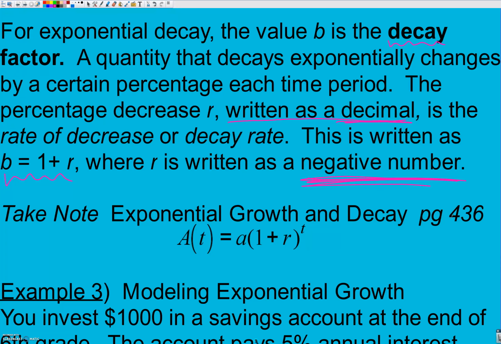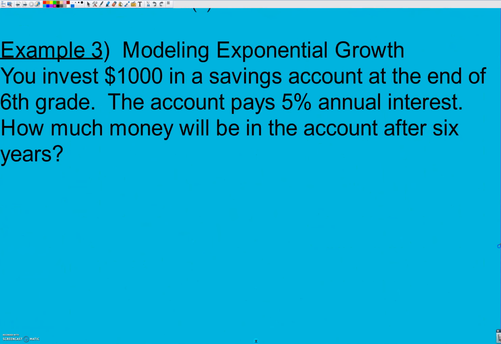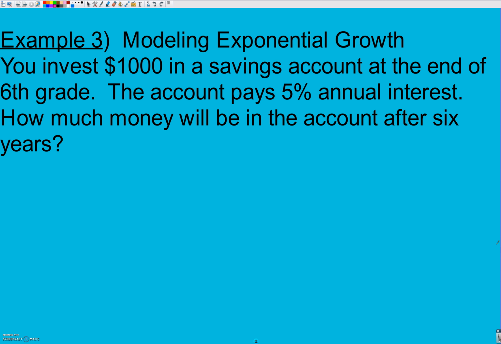So, example 3 here is modeling exponential growth. You invest $1,000 in a savings account at the end of 6th grade. The account pays 5% annual interest. How much money will be in the account after 6 years? So, we're going to use our formula here. A of t equals a times 1 plus r to the t power, and we're going to plug in what we know. A of t is how much is in the account. That's what we're looking for.